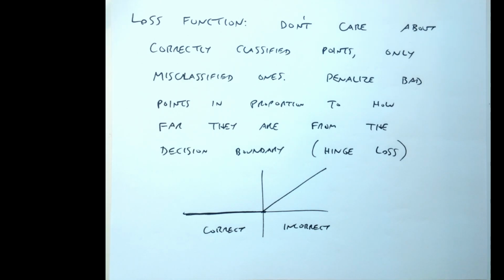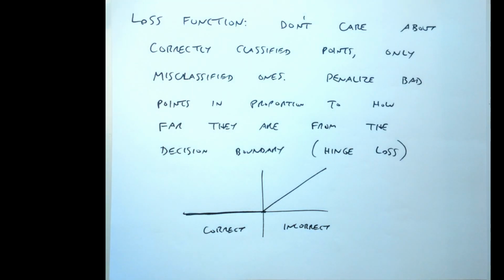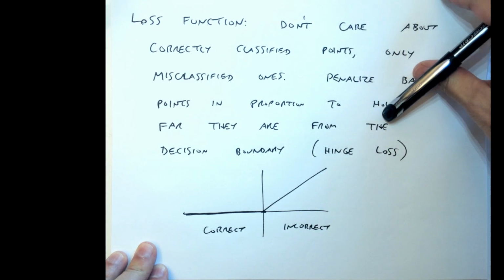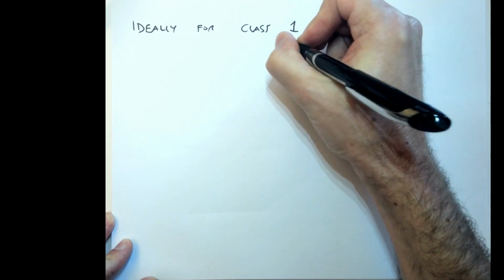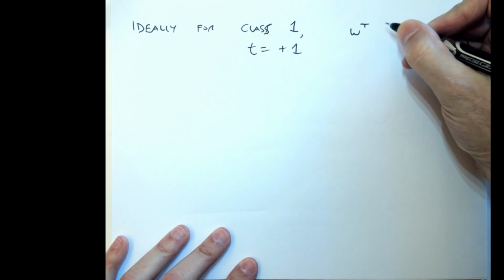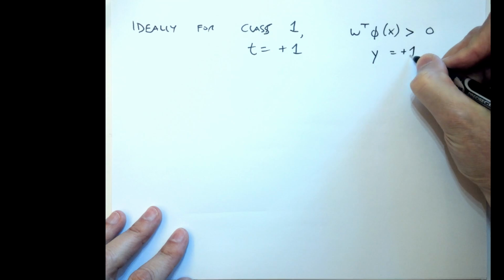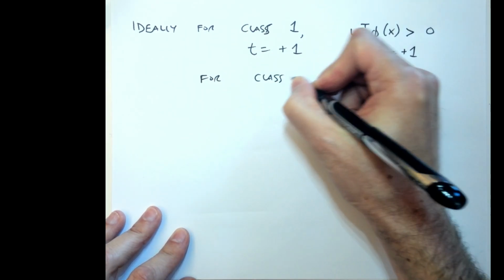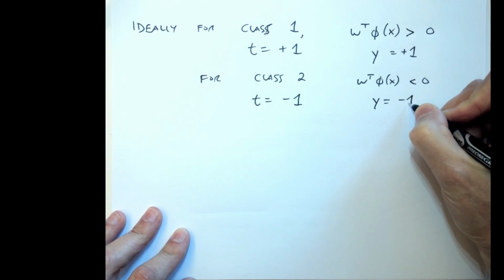Okay, so let's try to make this a little more mathematical. The idea is that, again, I'm assuming that the target classes are +1s, -1s. My model is also going to produce +1s and -1s. And so in the best case scenario, things are well classified. So ideally, for class 1, what I want is that the target is equal to +1, and I want the W transpose phi to then also be greater than 0. That means that my Y will be +1. If I'm in the other class, for class 2, and T equals -1, then I want this thing to be less than 0 and the output to be -1, right?